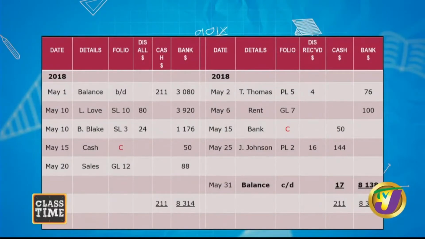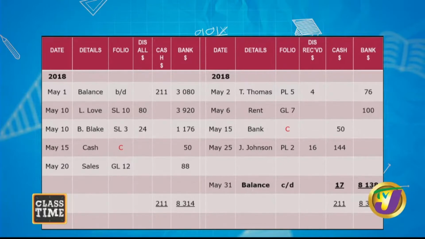$8,138 as my balance. What this is simply saying is that after receiving cash of $211 and spending out of it $144, I only have $17 left at the end. That's what we call our balance CD. It is also saying that after receiving a total of $8,314 in the bank and paying out $176, I only have $8,138 left at the end of the month. Good? Receipts minus the payments.